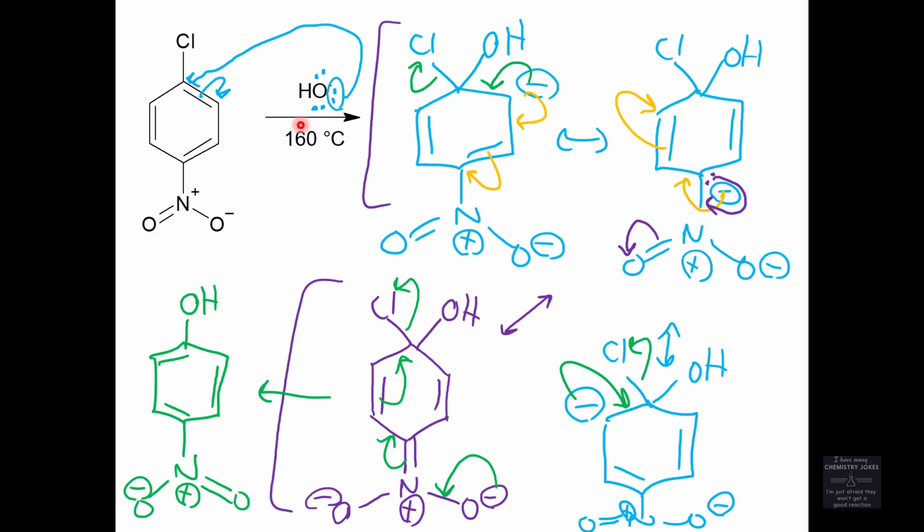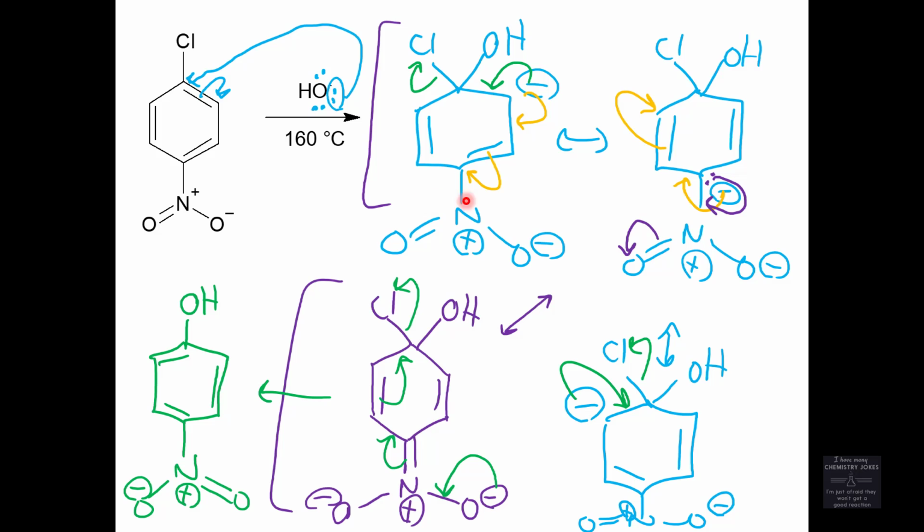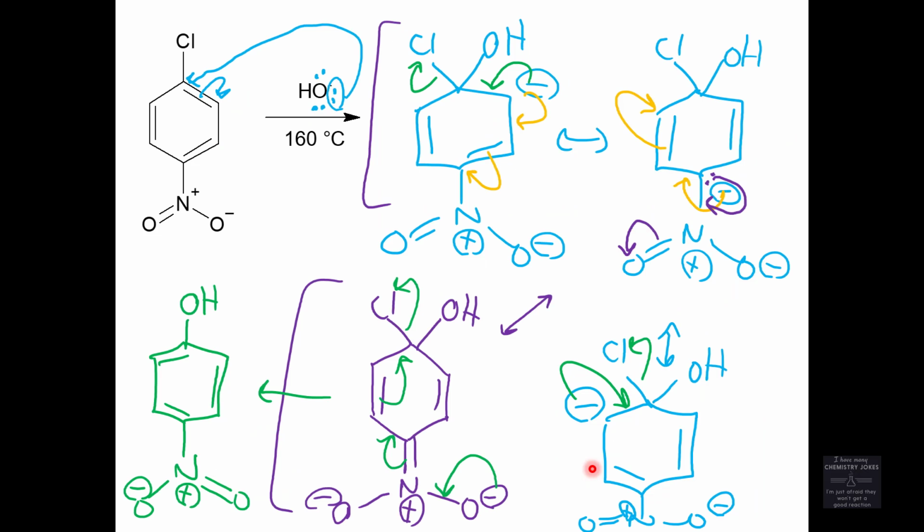So I pointed out when we first flipped to this page that this one happens at 160 and that last one was at 350. Why do you suppose that's the case? This Meisenheimer is more stable than the past Meisenheimer. Why? Because this Meisenheimer has 4 resonance contributors, while that Meisenheimer has 3 resonance contributors. More resonance contributors means more stable. More stable will mean a lower activation energy to get there. Lower activation energy, lower temperature as well.